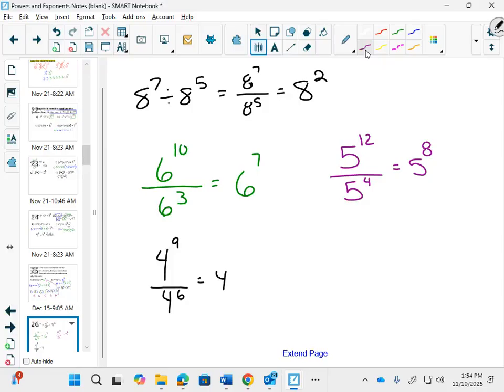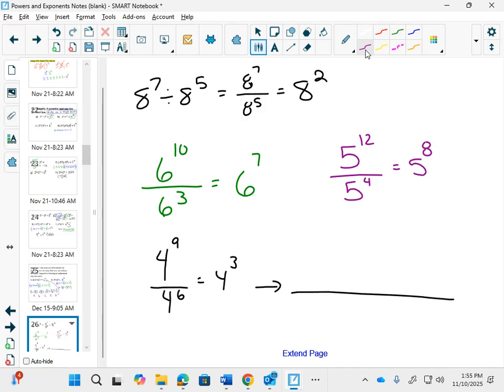So look for a pattern. Anybody think they have a guess for this one? Yeah, we subtract the exponents. So when we multiply powers, we add the exponents. When we divide powers, we subtract the exponents. And it's really easy to see if you write it in expanded form. So, 4 to the 9. I'll do this one right here.